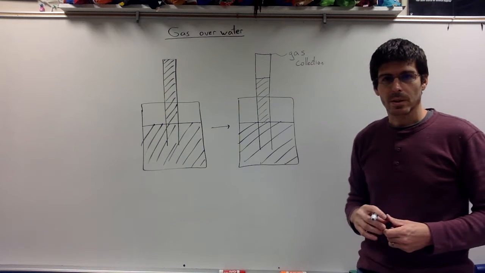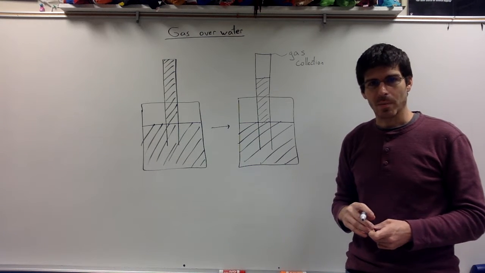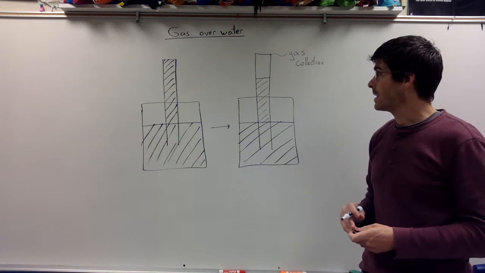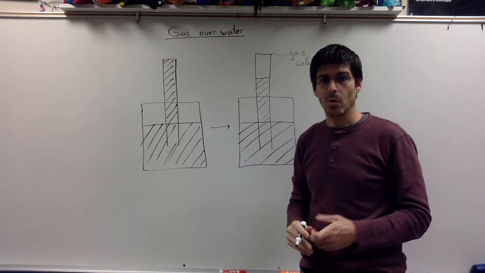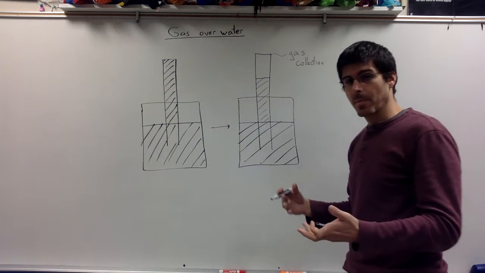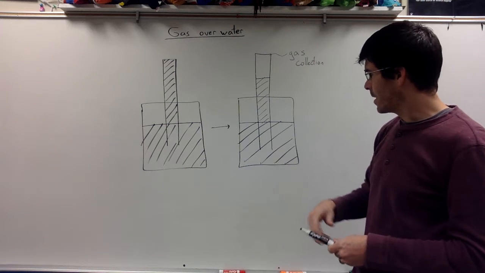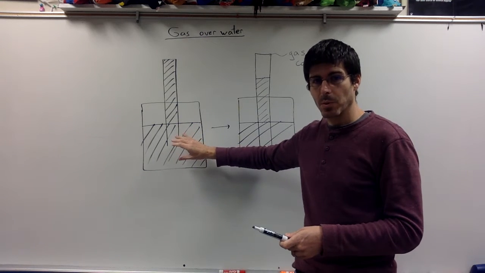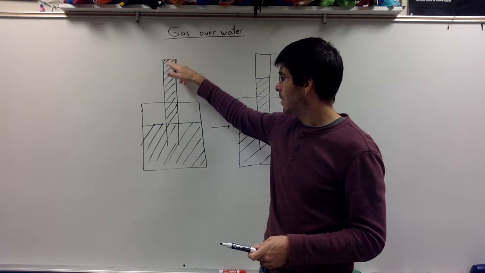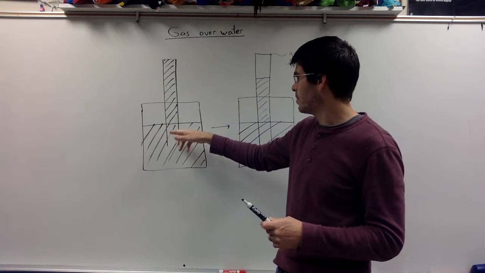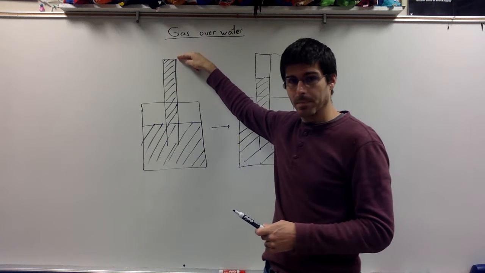So there's an important lab idea that we need to talk about when studying gas laws, and that's what happens when we collect gases over water. So here's an experimental apparatus, and this represents a beaker filled with water and a test tube or a graduated eudiometer tube that is also filled with water.